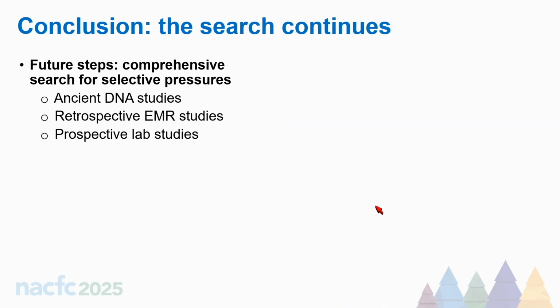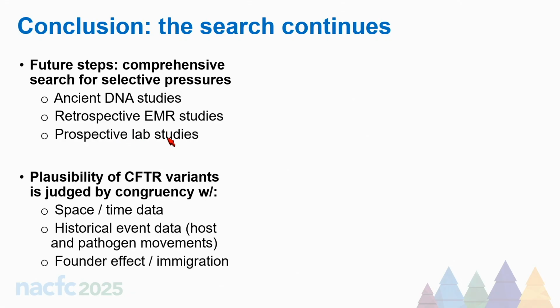So what do we need to do? Well, we need to do more ancient DNA studies. Again, very difficult for Bronze Age, but we can look at Justinian plague, and we can also look for traits that will appear during the Middle Ages. More retrospective and prospective EMR studies, prospective lab studies, obviously. And we have to judge those hypotheses on CFTR variants based on whether they make sense in terms of space and time, historical events, and also founder effect and immigration effects.